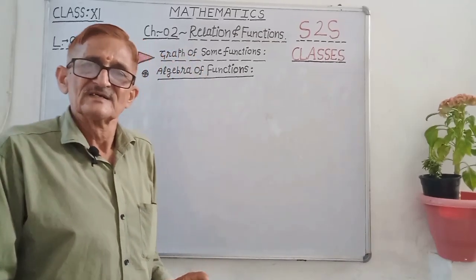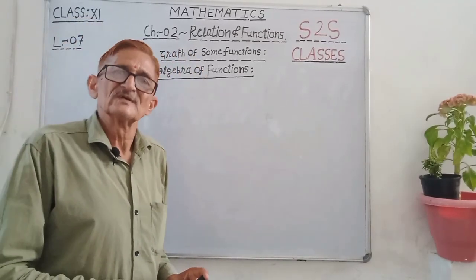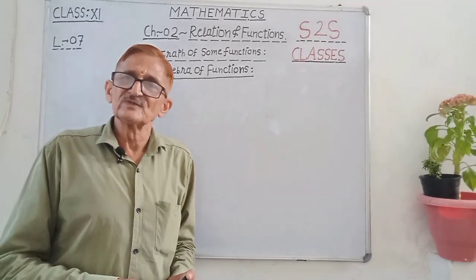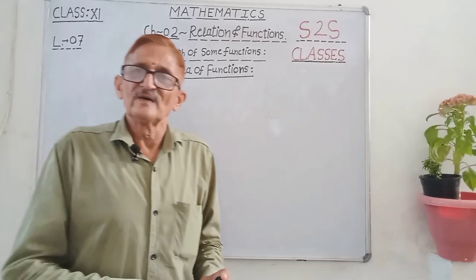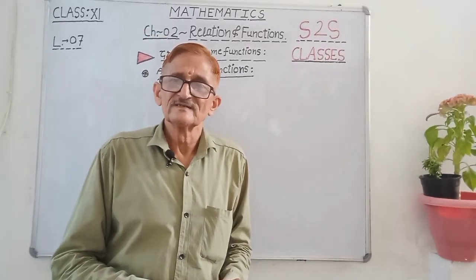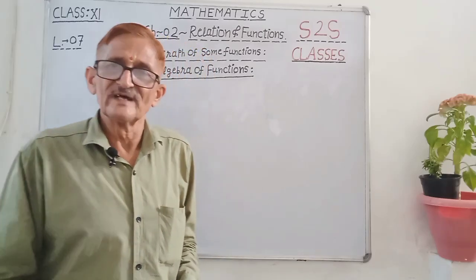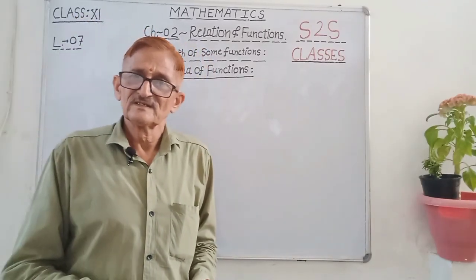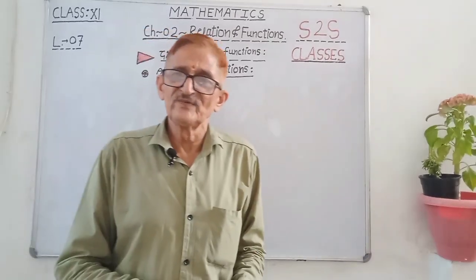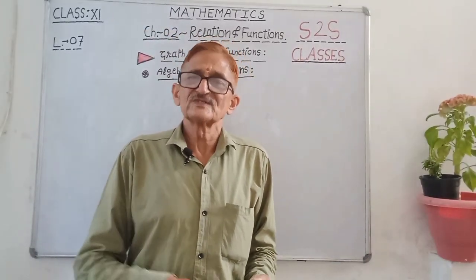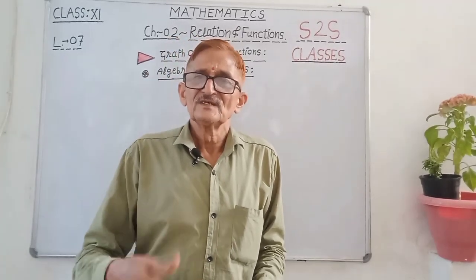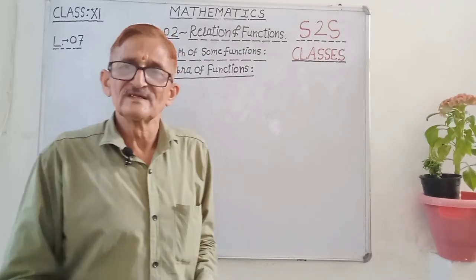Now the exercise from NCERT book 2.1 has been done. Exercise 2.2 also done. After 2.2, function definition, real function definition also done, and types of functions, 7 types are there. The definitions of the types of functions, standard functions, domain and range of the standard functions, everything done.